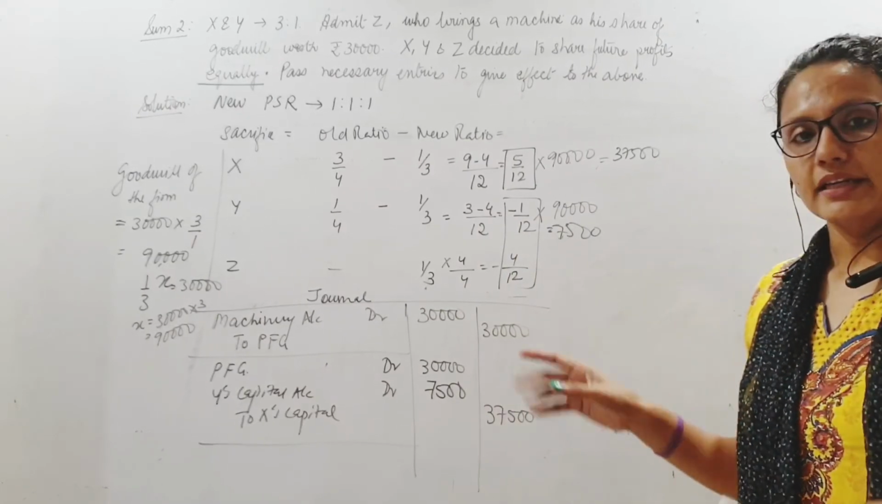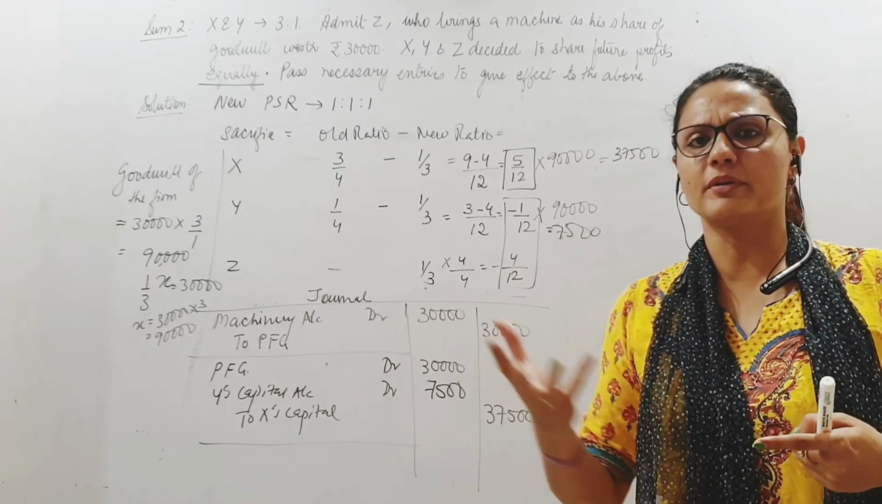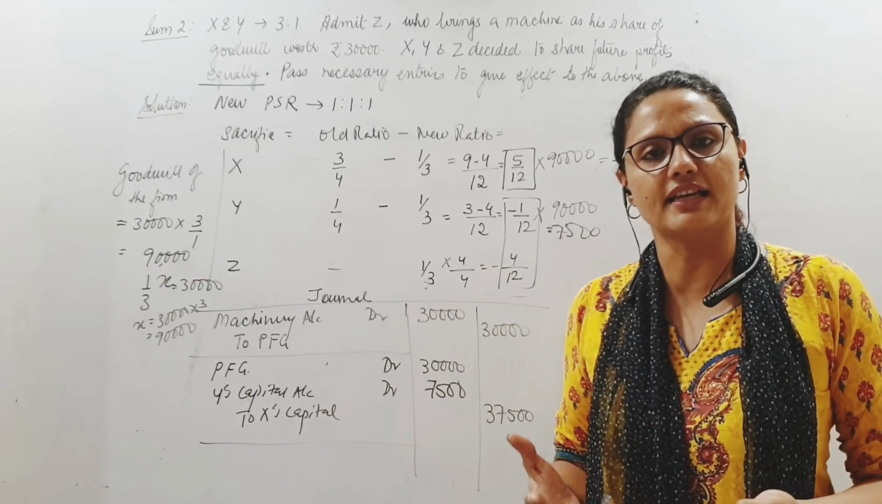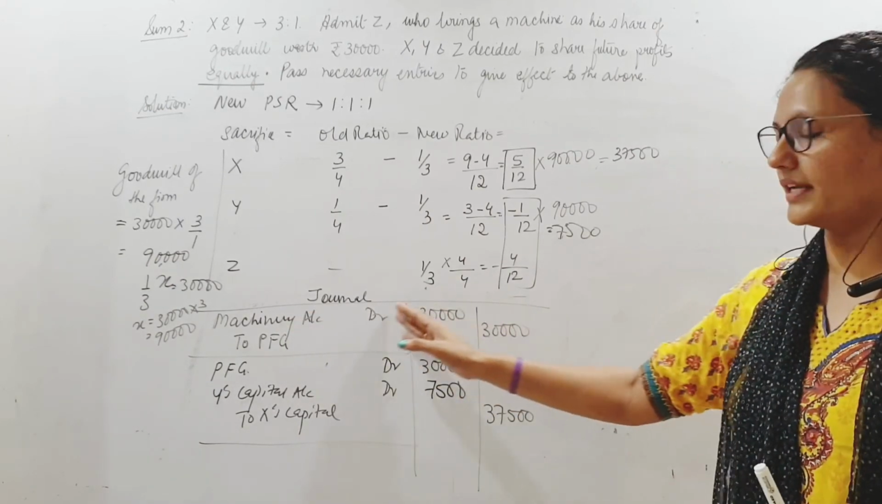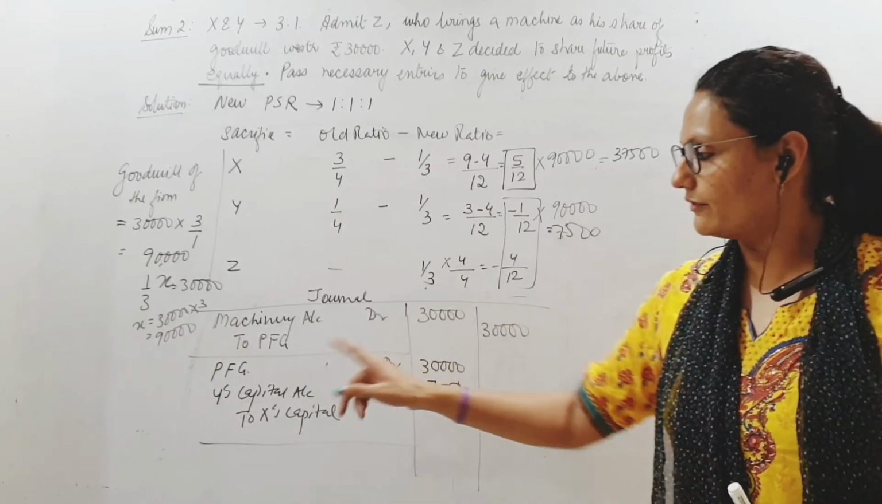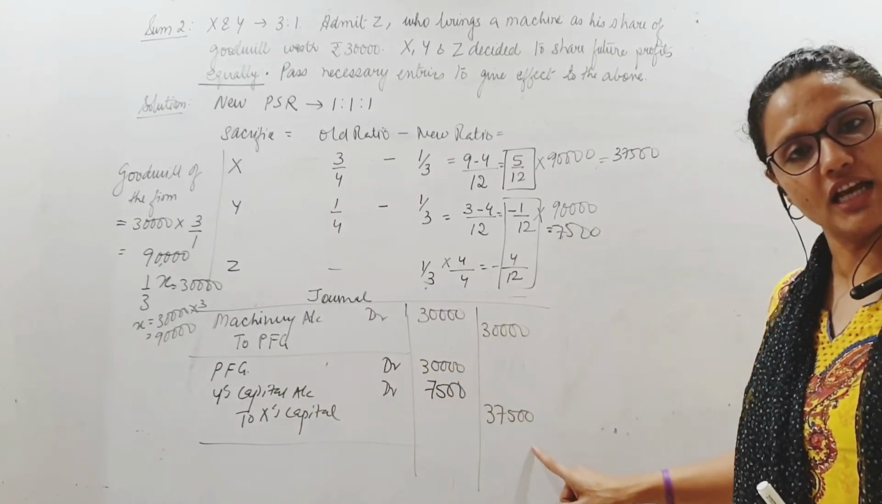Alright? Remember this. New partner is always the gaining partner. He is gaining a new share because old to kuch tha hi nahi na. Whatever is he getting, he is a gaining partner. Therefore, he is compensating by getting PFG. Therefore, we are giving this PFG to the sacrificing partner. ये 30 तो जा ही रहा है.